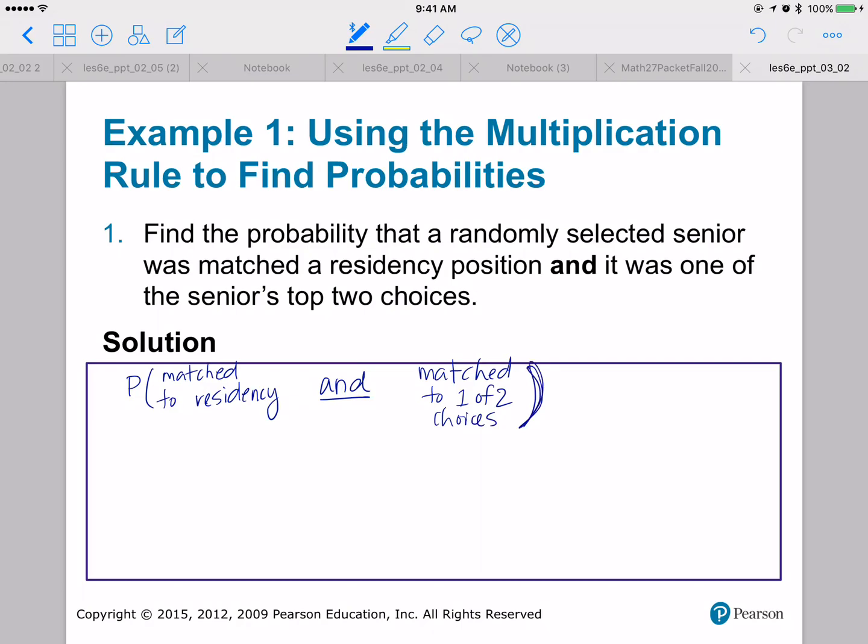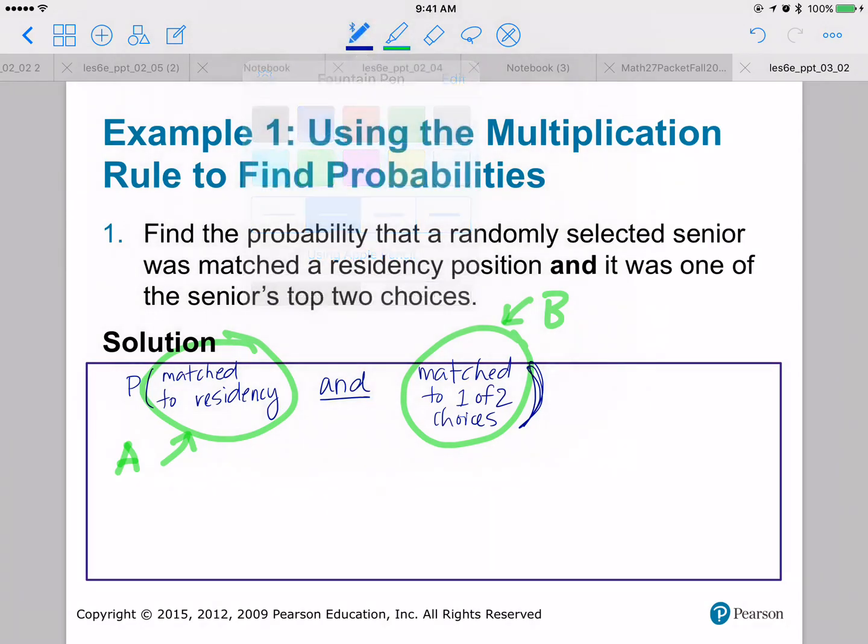So we'll call this A, and we'll call this one B. B is going to be this event right here, which is that you're matched to one of 2 choices, and A is going to be the event that you're matched to residency. So we know from our multiplication rule that the probability of A and B is equal to the probability of A times the probability of B given A.